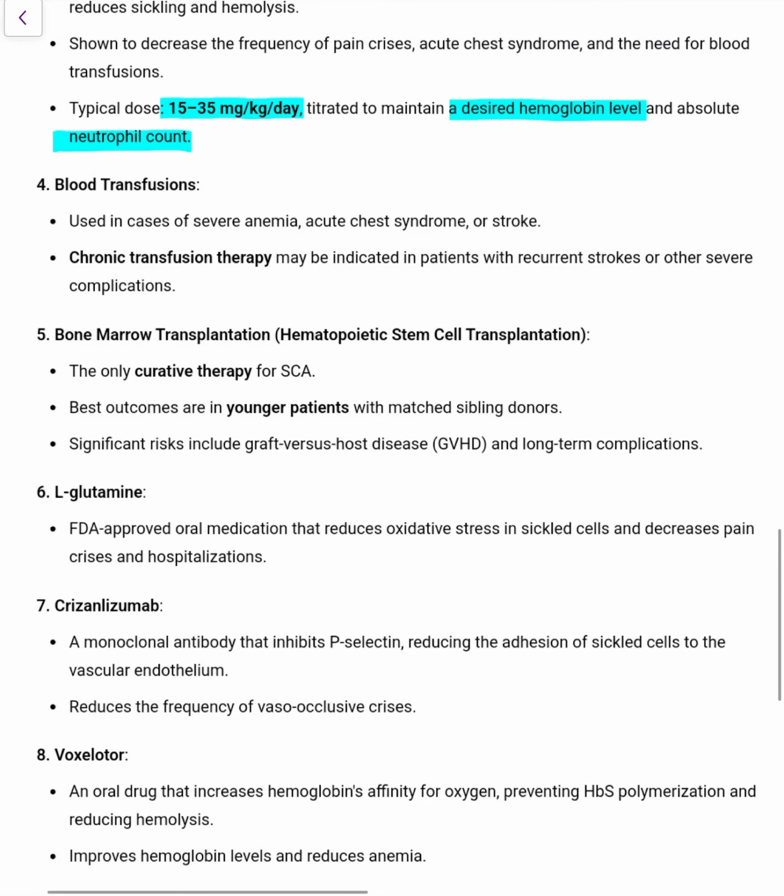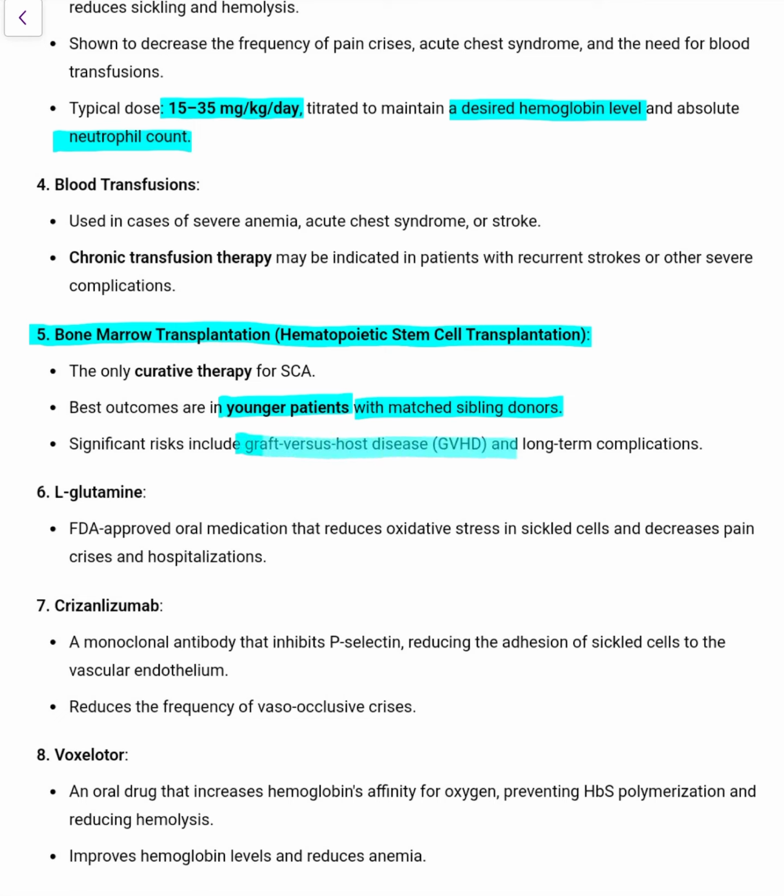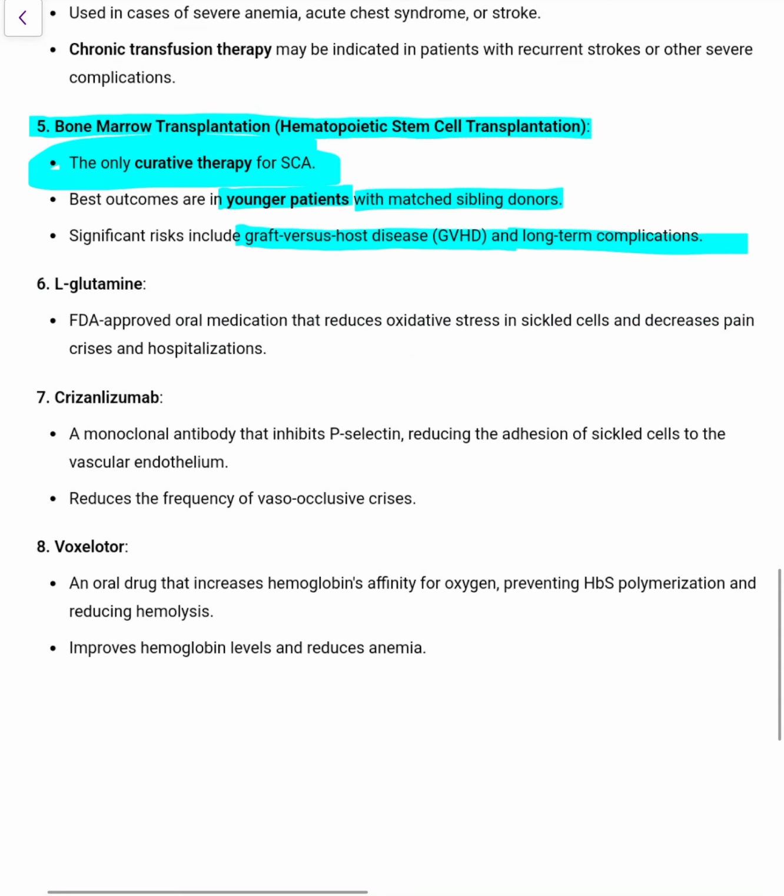Okay. Next is bone marrow transplantation, that is hematopoietic stem cell transplantation, which is feasible only in young patients with matched sibling donors. Okay. Because there is also a significant risk of graft versus host disease and long-term complications of it. Okay, this is the only curative therapy for sickle cell anemia. Only curative therapy. Okay. Other than that, L-glutamine, okay, it is FDA approved, which reduces the oxidative stress.